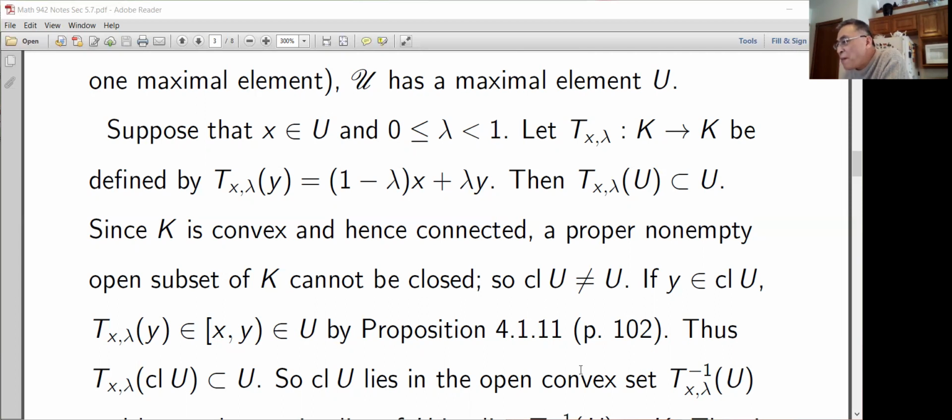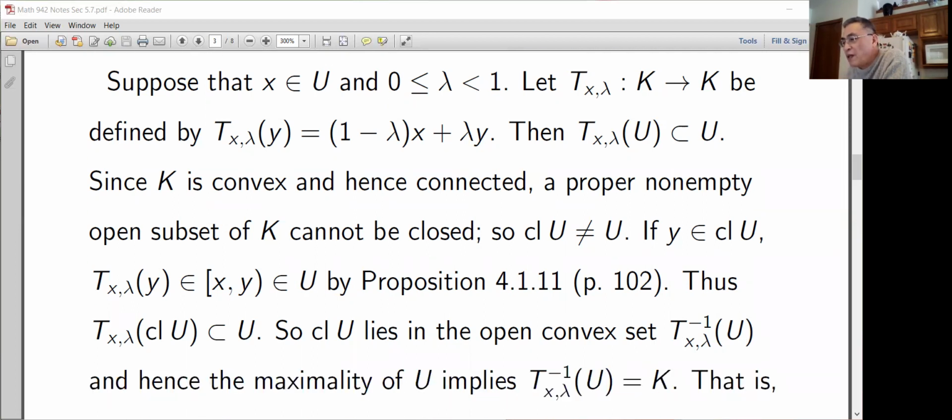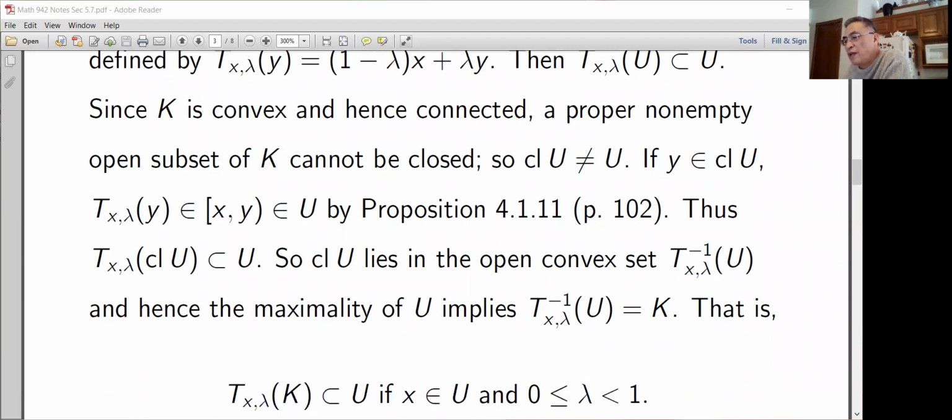It is maximal, so by maximality, if this set is a proper open and convex set that contains one more point, then this must be the whole space K. Okay, so maximality of U implies this is not proper anymore, so it is equal to K. So we have proved the following: T_x lambda K is included in U if X is in U and lambda is from 0 to 1.